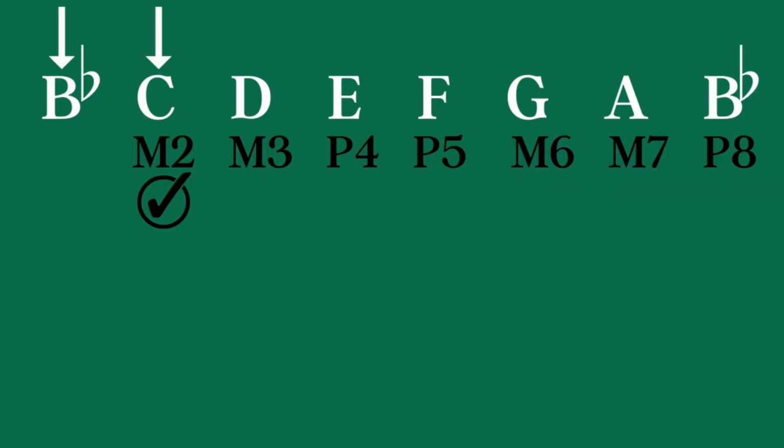B flat to C is a major second. B flat to D is a major third. B flat to E is an augmented fourth. Aha! So again, we'll lower that fourth degree by a half step, and we get E flat. B flat major has two flats, B flat and E flat. E flat will be in the top space of the treble staff, and the third space of the bass staff.